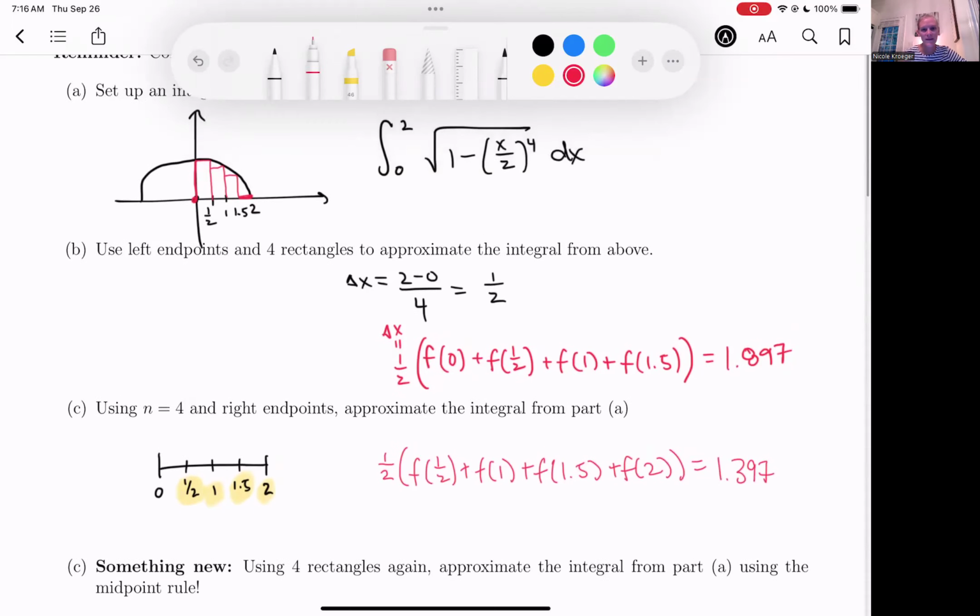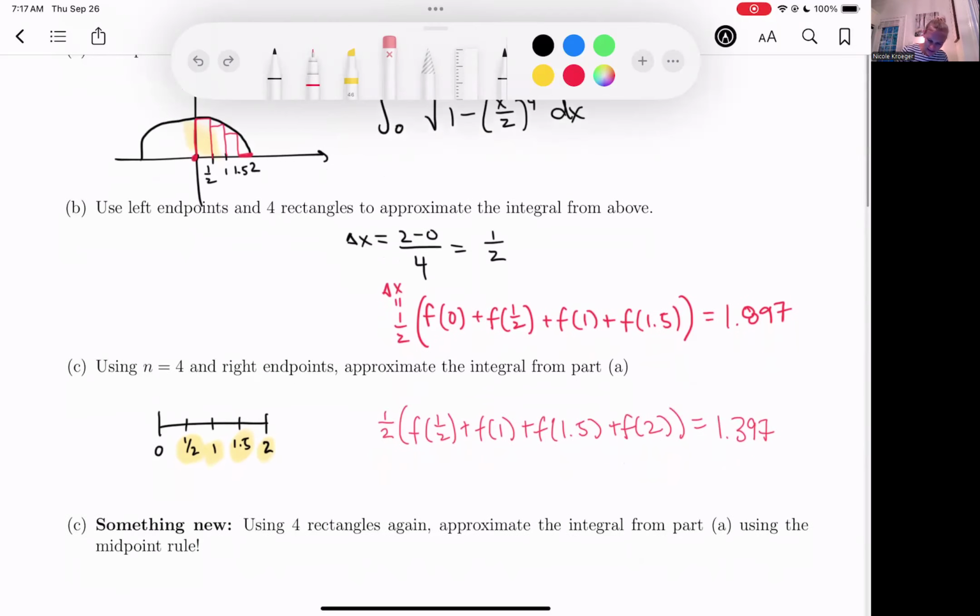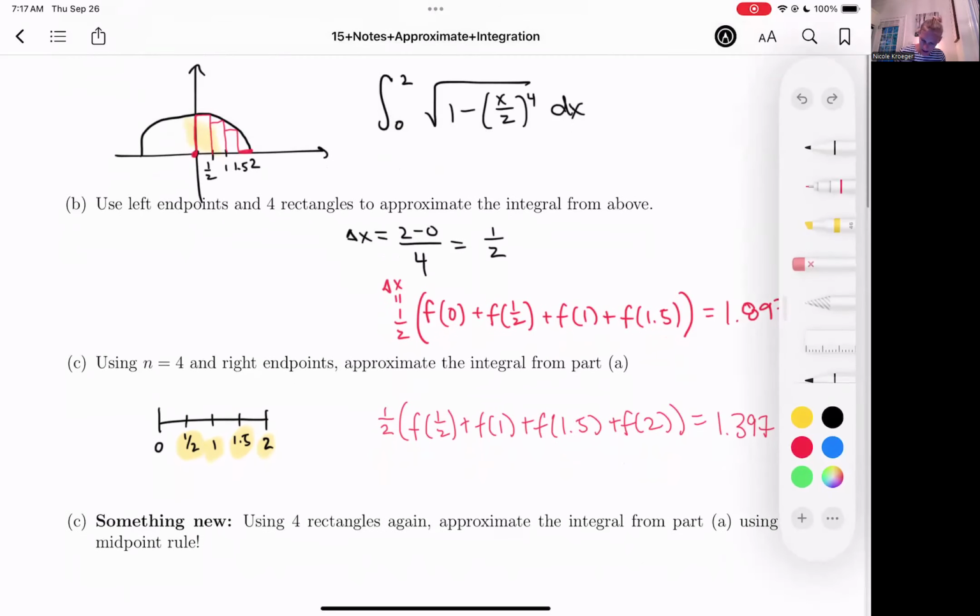Okay, we notice that this is an underestimate because all of these rectangles live under the curve. The previous one was an overestimate because those rectangles lived above the curve. So our actual estimate should live somewhere between 1.397 and 1.897. Okay. So we can use left endpoints, we can use right endpoints, but we can also use the midpoints of our intervals to approximate. So if we do that, then let's think about what's happening there.